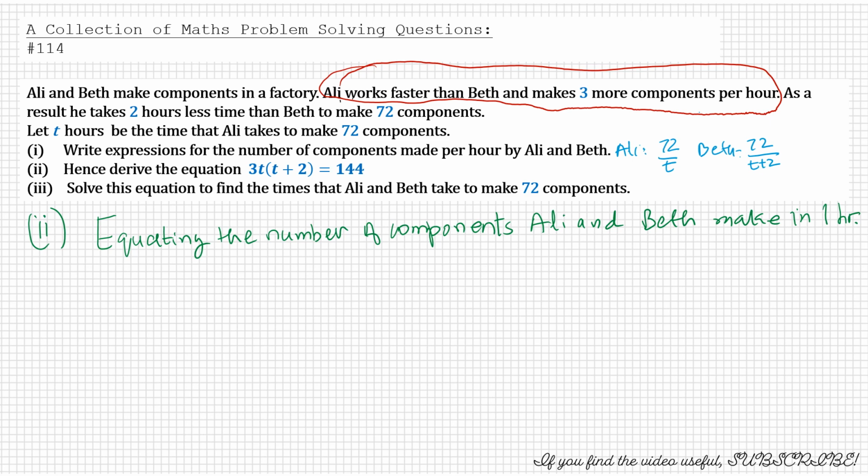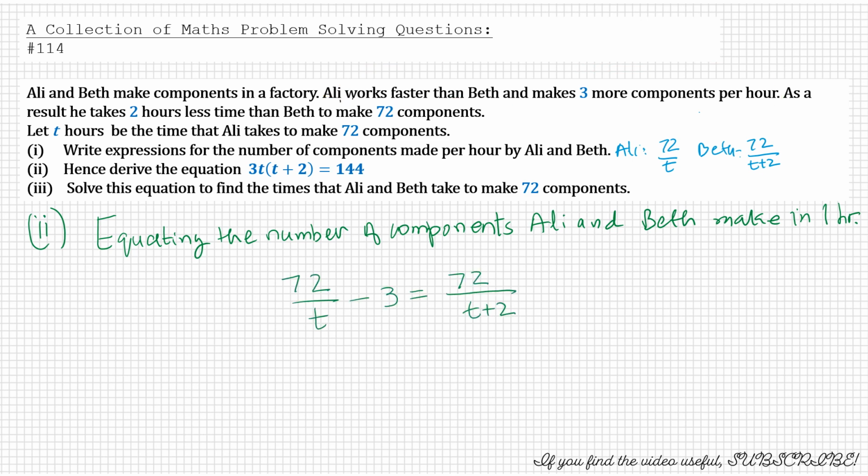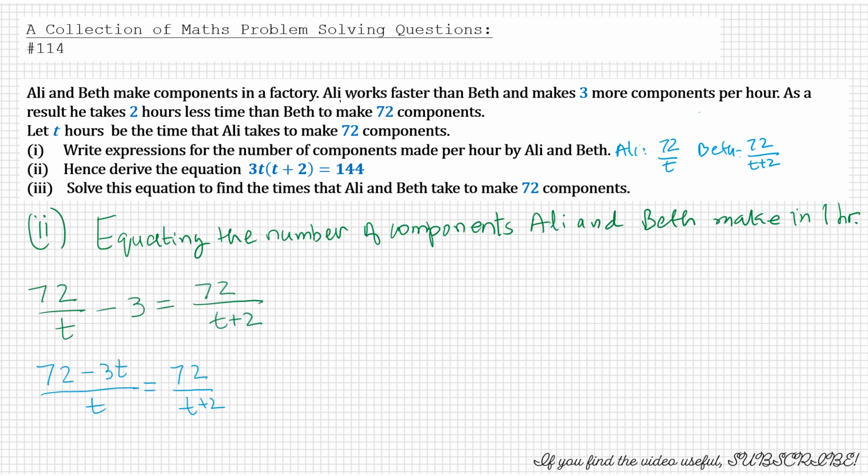expressions. So what we do is we can write 72 out of T minus 3 because Ali makes 3 components more. To equate it, you will have to take the 3 components away from Ali to make it equal to the number of components that Beth has. So that's what I did. So the next thing we do is, we try and work out. So 72 minus 3T divided by T equals 72 out of T plus 2.